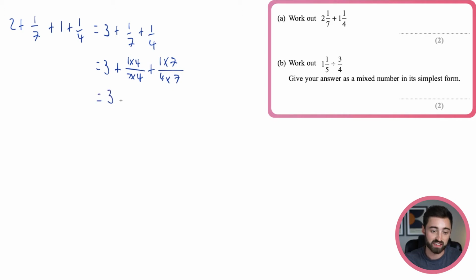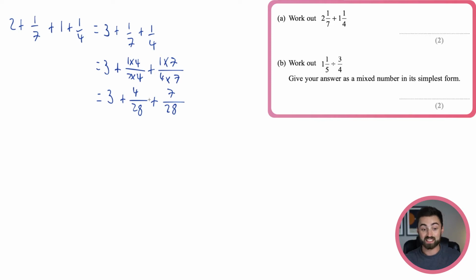The 3 is still chilling, that doesn't care. So this is 4 on the top, and then what is 7 times 4? Well, 7 times 2 is 14. So then 14 times 2 is 28. So I get 4 over 28. And then plus 1 times 7 is 7. And then again, 4 times 7, so that's the 28.